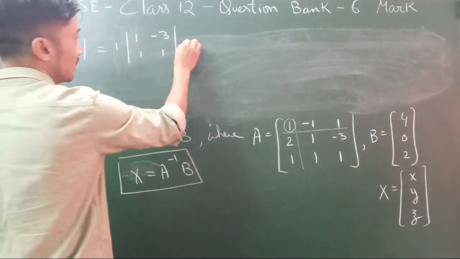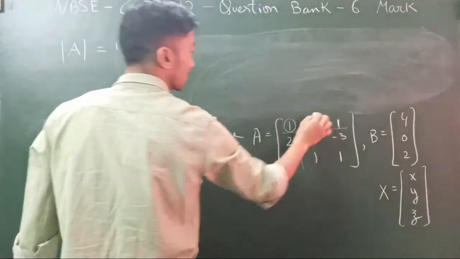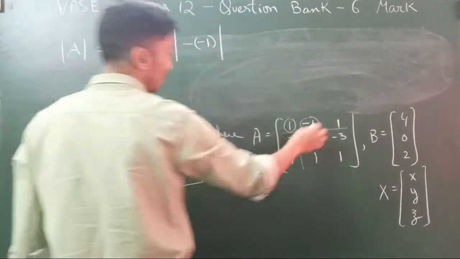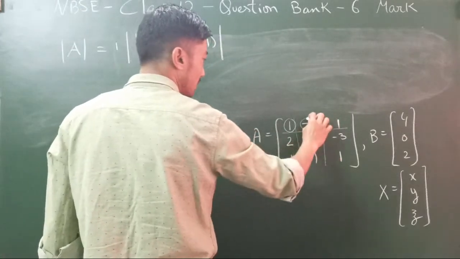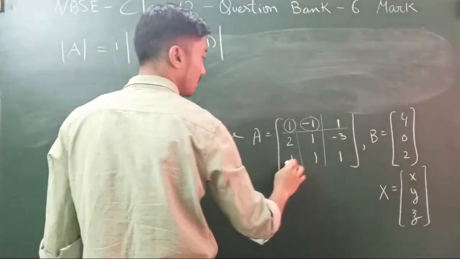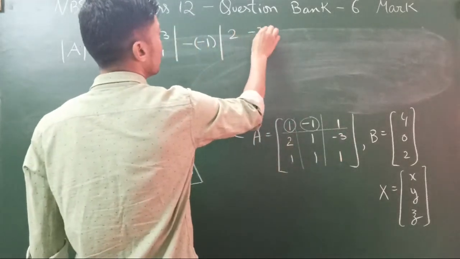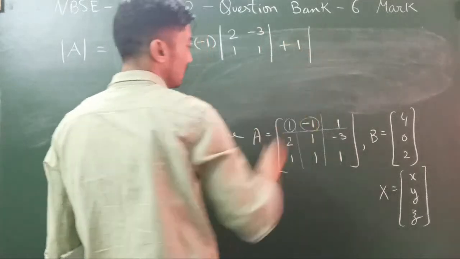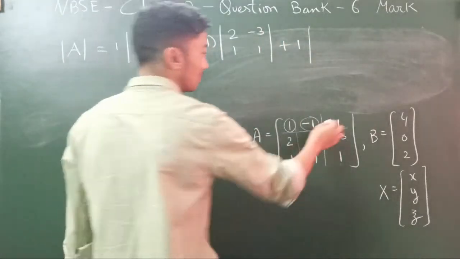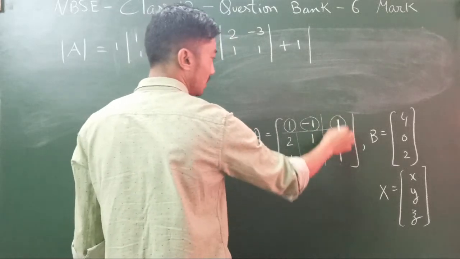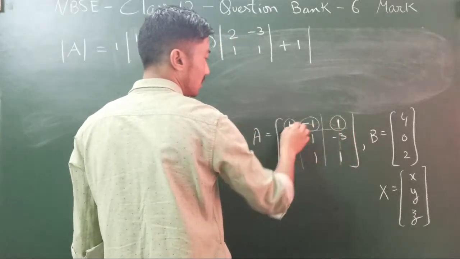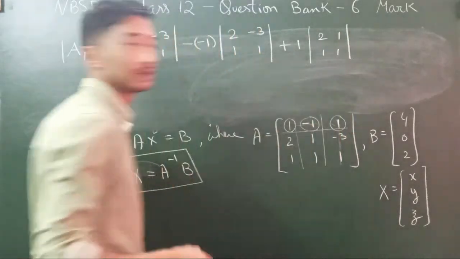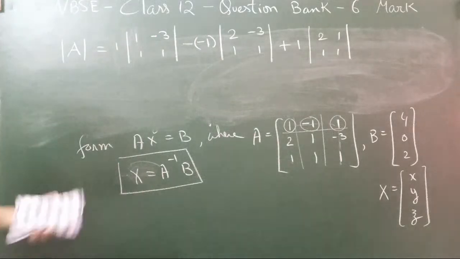Most of the students have seen minus this element, minus 1. They end up making mistakes in this portion. Now, omitting this row and this column, that's 2, minus 3, 1, 1. Most of the students end up making mistakes in this particular step, and then the whole solution just goes off. Then omitting this row and this column, we have 2, 1, 1, 1. Just for this question, I'm giving it to you in detail.